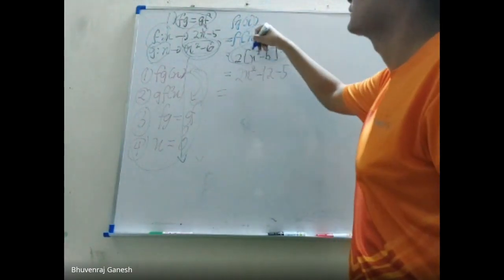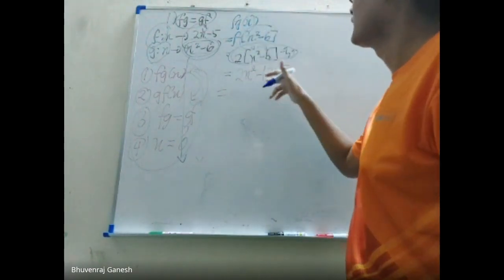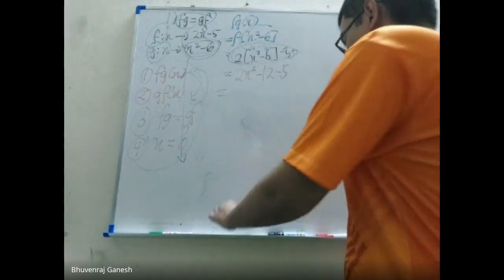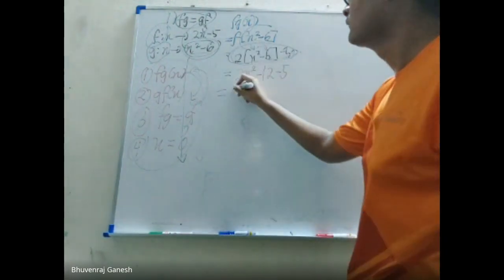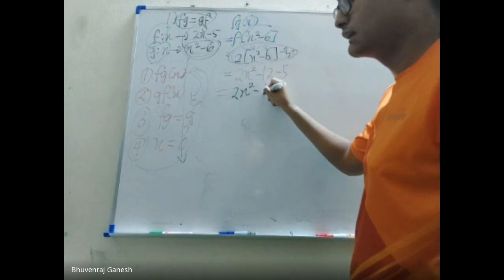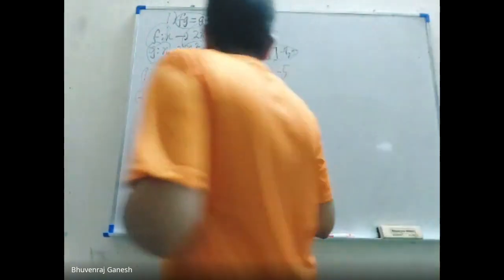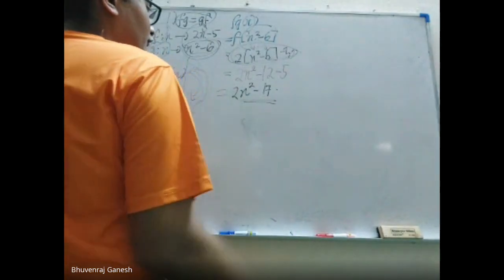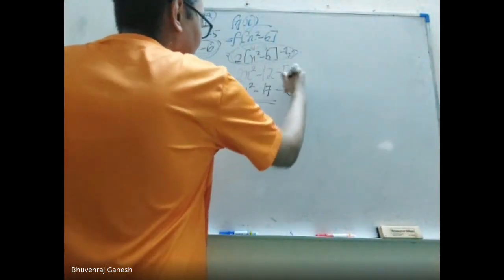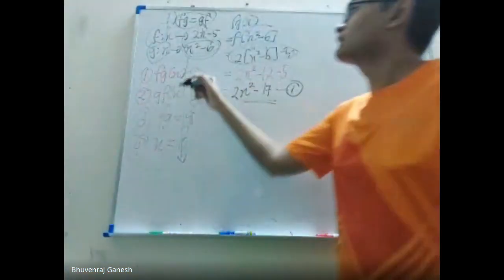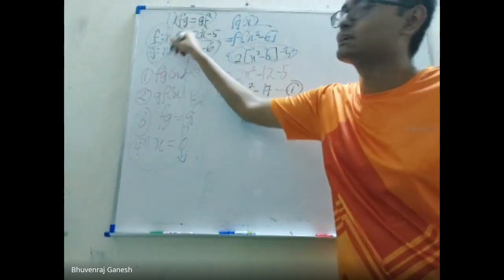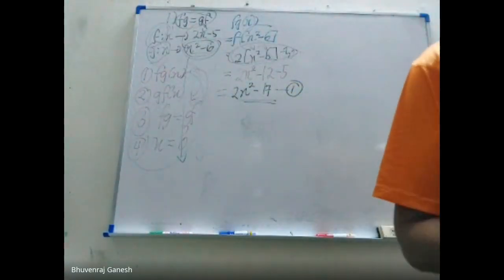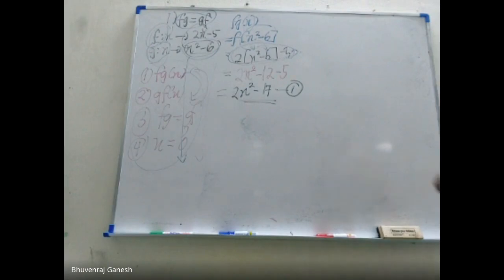So you have to expand 2x squared minus 12 minus 5. You will get 2x squared minus 17. So just leave it like this. You don't need to do anything. If you want, you can put number 1 like this. Because you see, there are 2 equations involved here, so something like a simultaneous thing. So you can label it as 1 or you can leave it as it is.